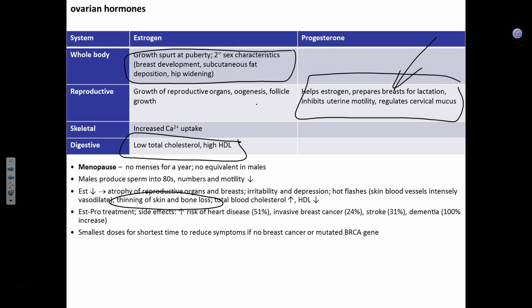Okay. Now, menopause. No menses for a year. Men do not have anything like menopause, anything that drastic. When estrogen decreases, reproductive organs and secondary sex organs like breasts start to atrophy. It leads to irritability, depression, vasodilation of the skin blood vessels, hot flashes, and is associated with osteoporosis and increased risk for cardiovascular disease due to the decreased HDL.